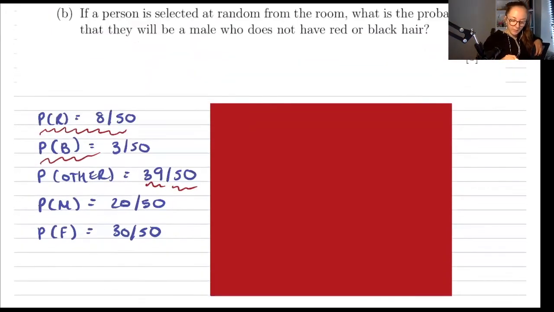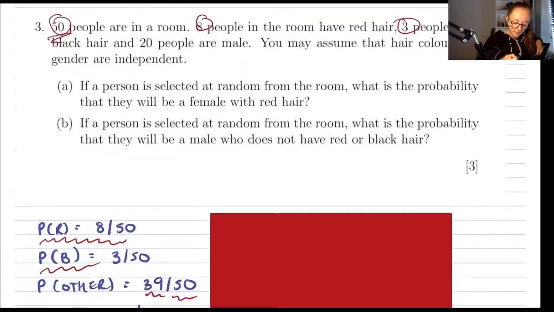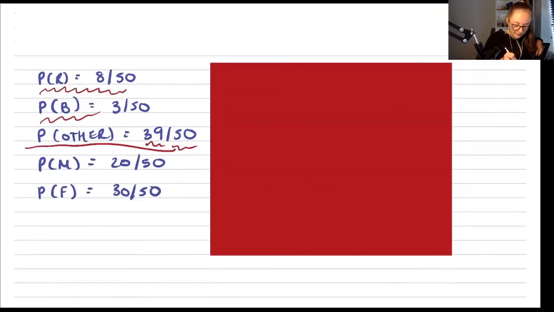And then we also know that there are 20 males in the room. So I've said the probability of being a male is 20 out of 50. And then the rest of them should be female. So that means there are 30 out of 50 females.